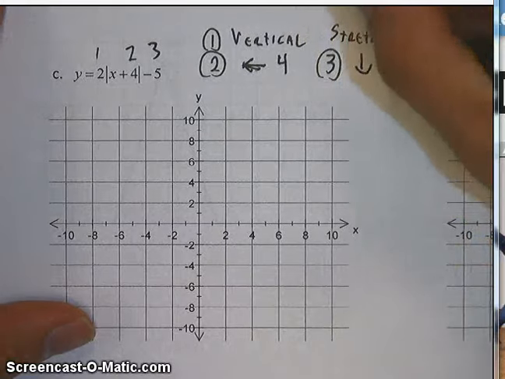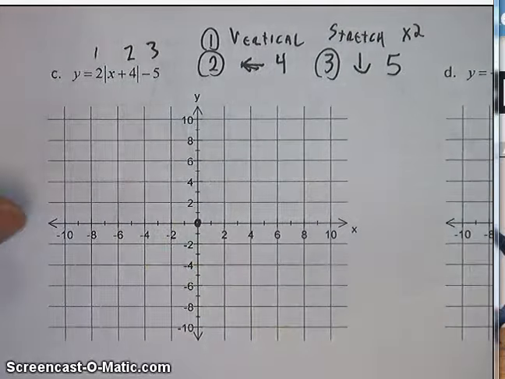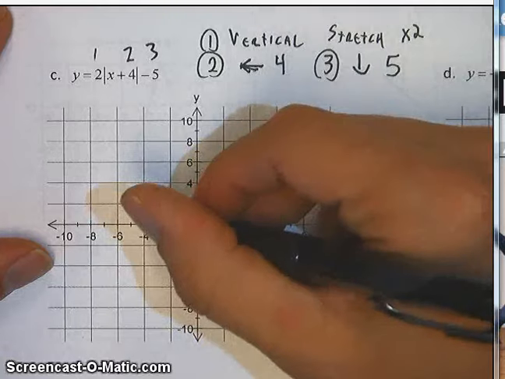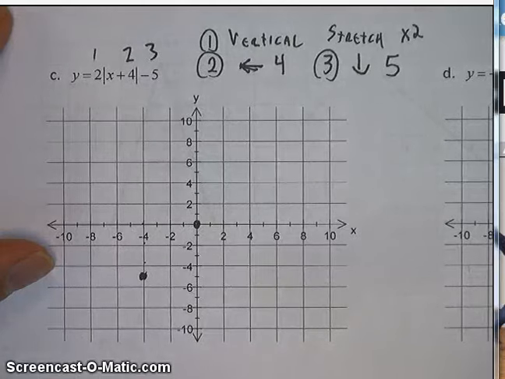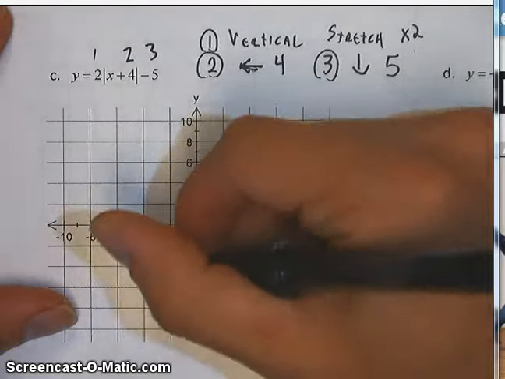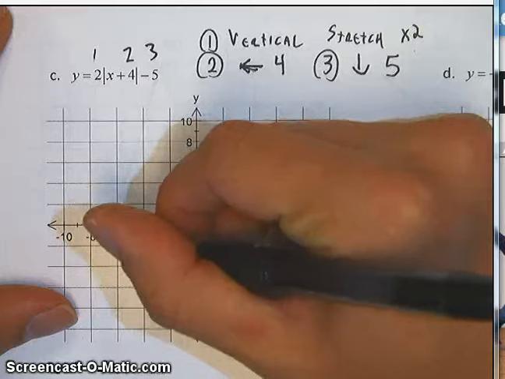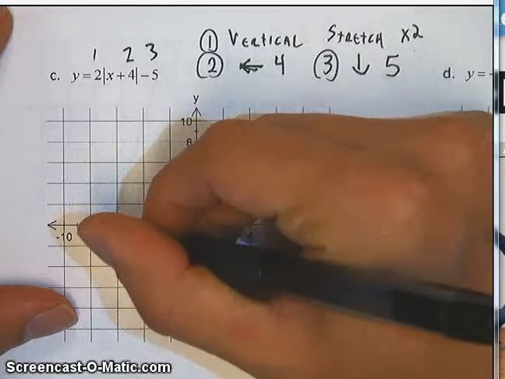from the origin. So the first thing you ought to do is start at 0, 0, because that's where the parent function starts, at 0, 0. Go left 4, down 5. So right there. And to draw this thing, we've got a vertical stretch of 2. So we're going to go up 2 over 1 in both directions.